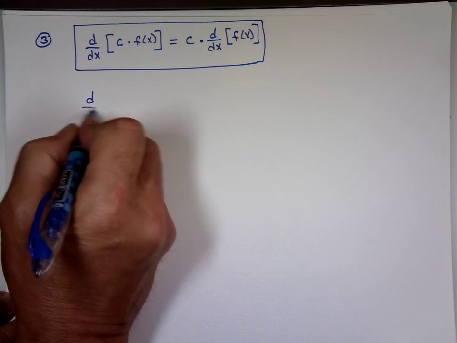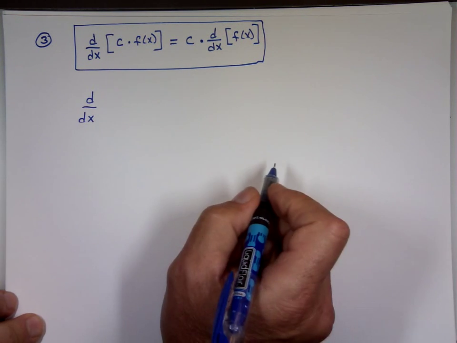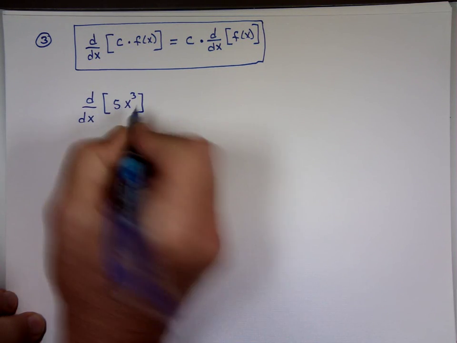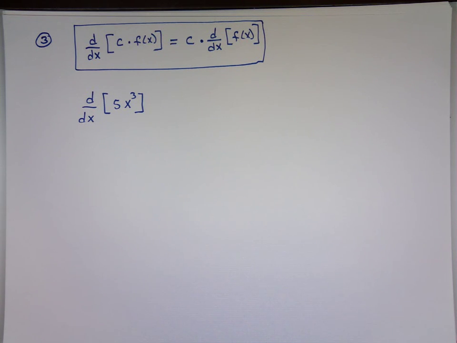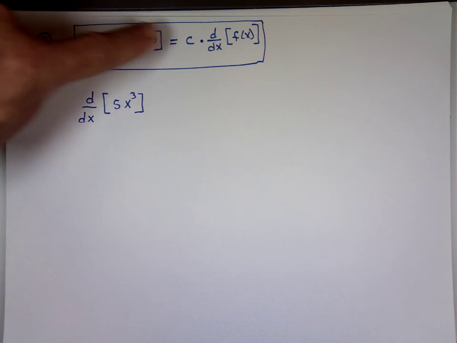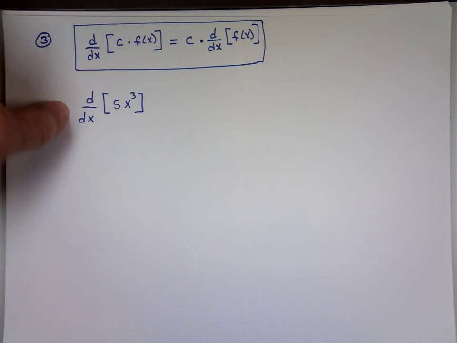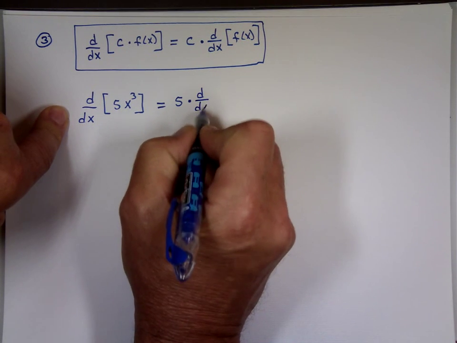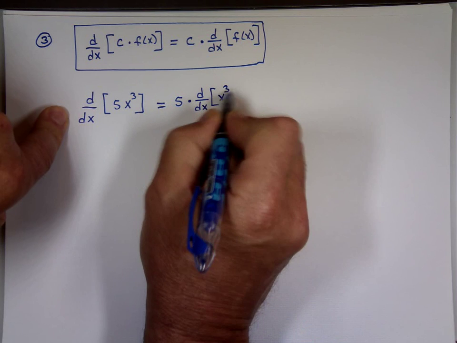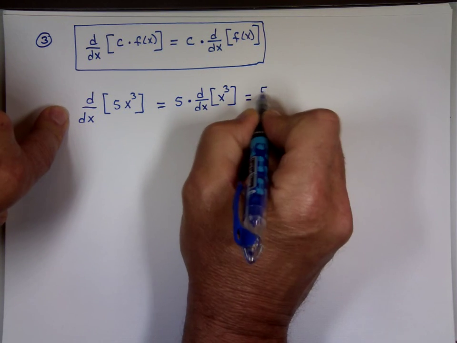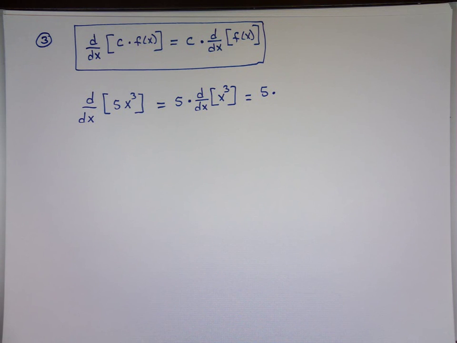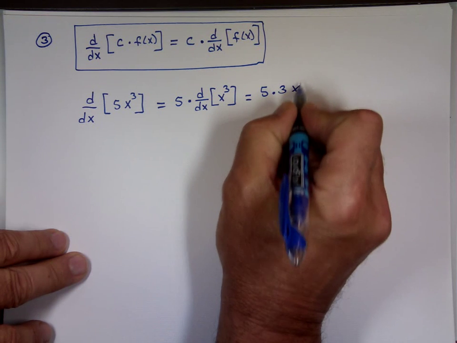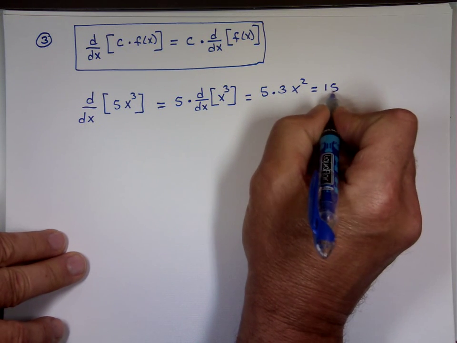So if I come in and I say, can you tell me what is the derivative of 5x cubed? What this rule is telling us is I can take the 5, move it to the front, and rewrite that as 5 times the derivative of x cubed. And what's the derivative of x cubed? Yes, 3x squared. 5 times 3? 15x squared.